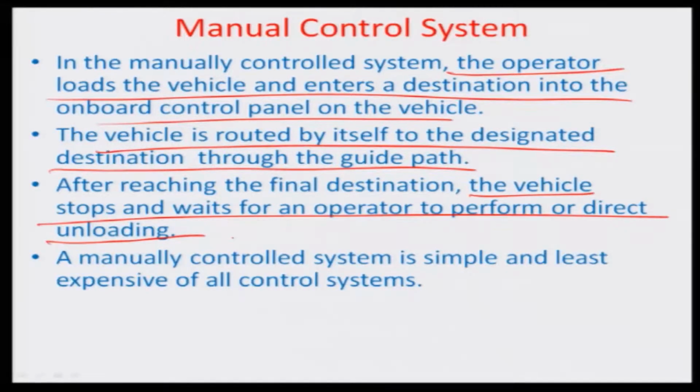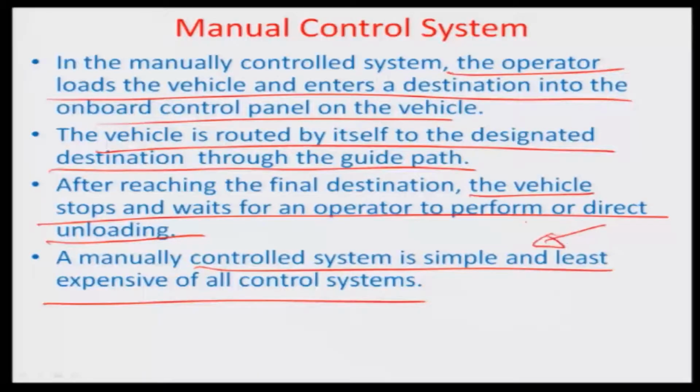So here the AGVS has to be dispatched back by the concerned assembly line operator or the operator who is waiting for this particular material. So as soon as the material goes to the station, he has to dispatch the AGVS back by sending a signal or a switch, so that the AGVS can start moving back. So by and large, these manually controlled systems are quite simple and least expensive of all the control systems.